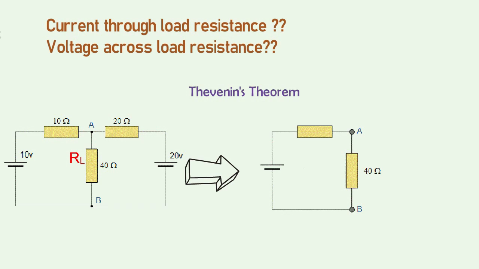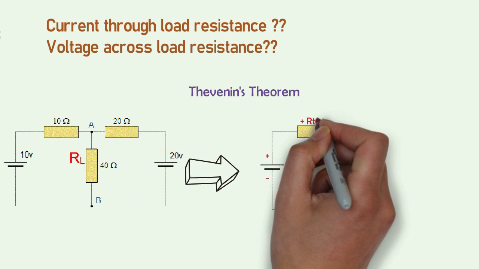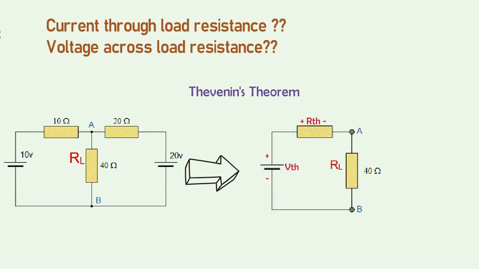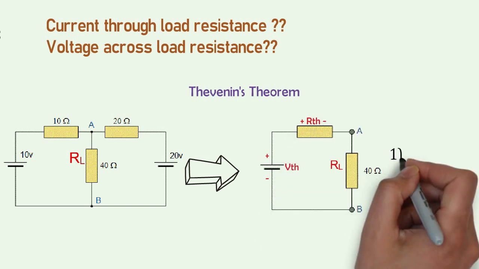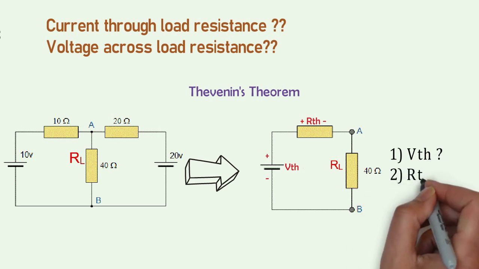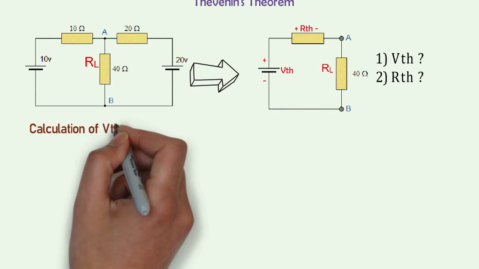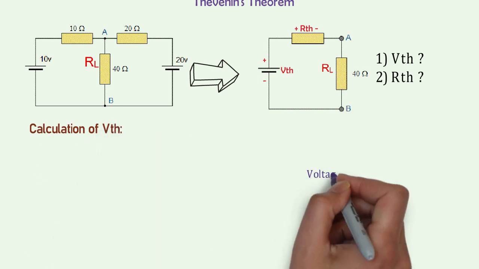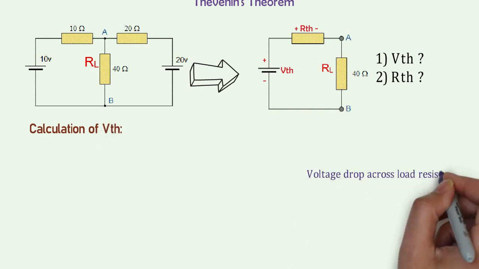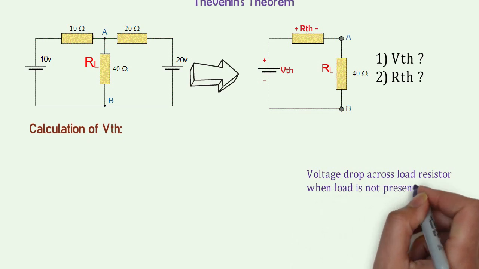Let's understand the procedure of reducing the circuit stepwise. Friends, we have two main tasks. One is to identify Thevenin's voltage and another is to identify Thevenin's resistor. So here we will start with Thevenin's voltage. Thevenin's voltage is the potential difference across the load resistor when the load is not connected.